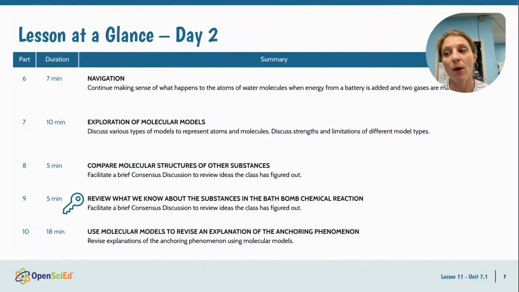On day 2, we begin by finishing revising our models that we started the day before. We look at other models of molecules, specifically of water, that other scientists have made in order to understand scientific notation. We then look at molecular structures of other substances, most that we recognize from the bath bomb. And we realize that we can use these molecular structures to determine the gas from the bath bomb, and end the day by revising our explanation of the anchor phenomenon.